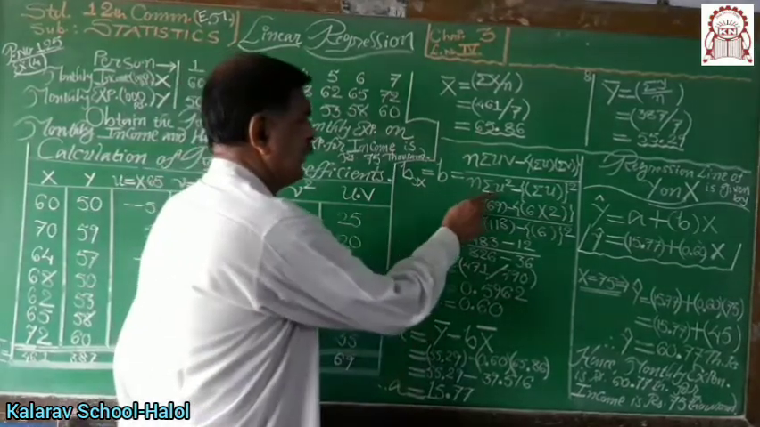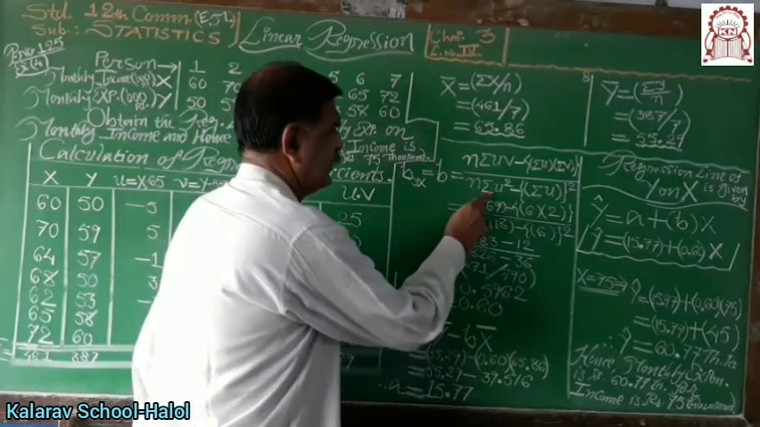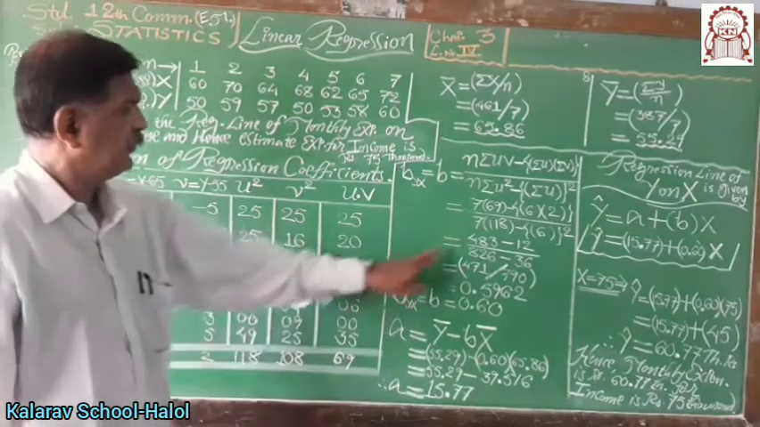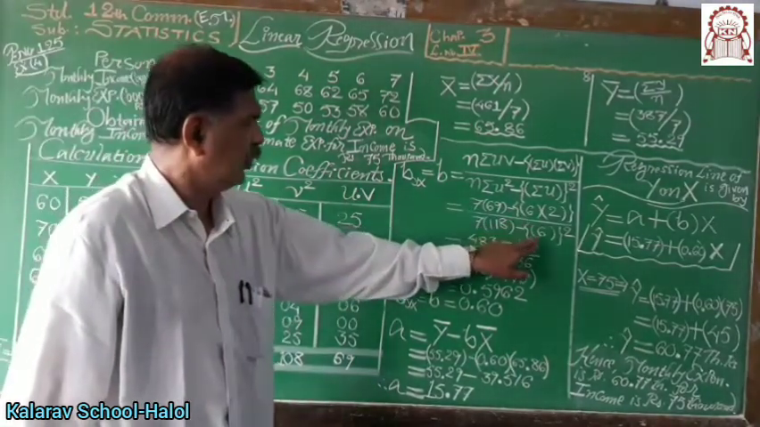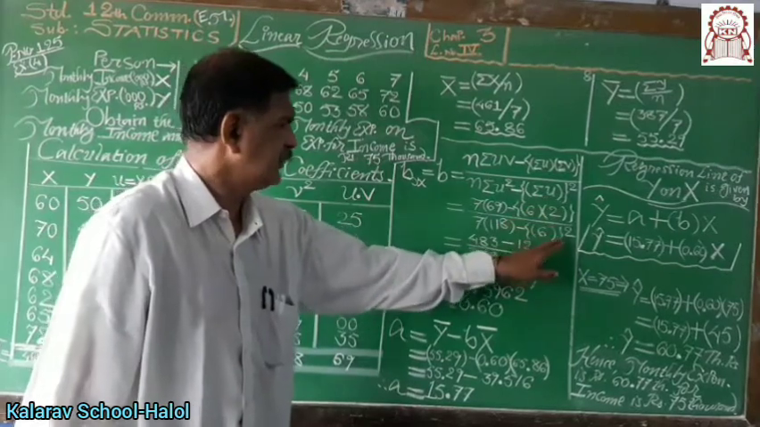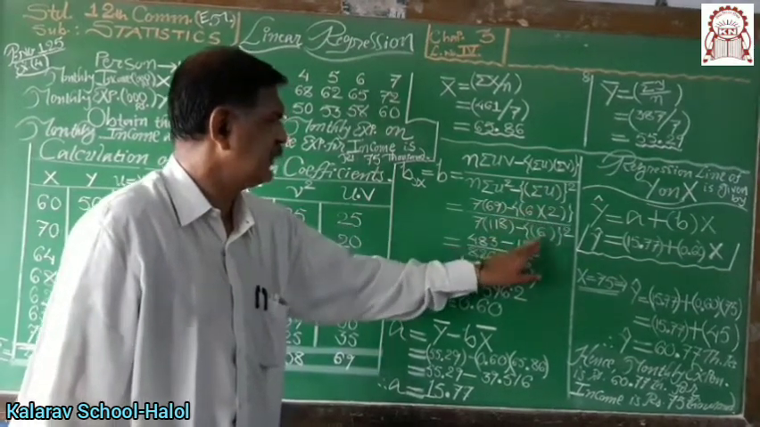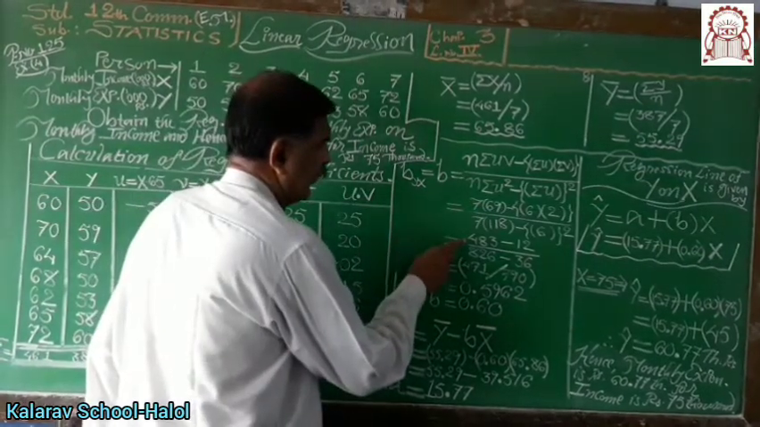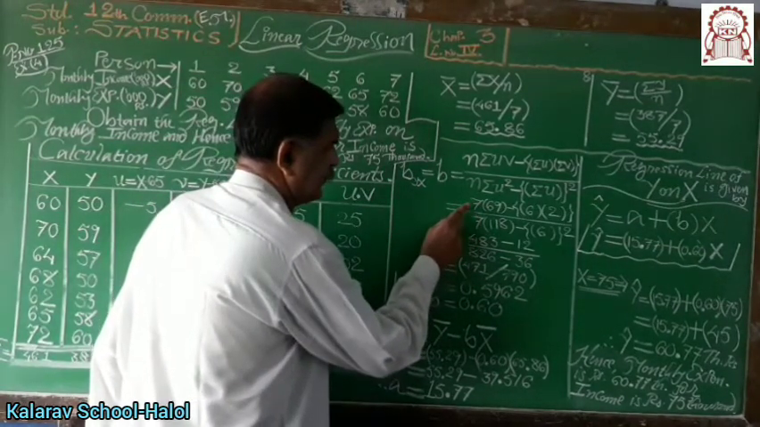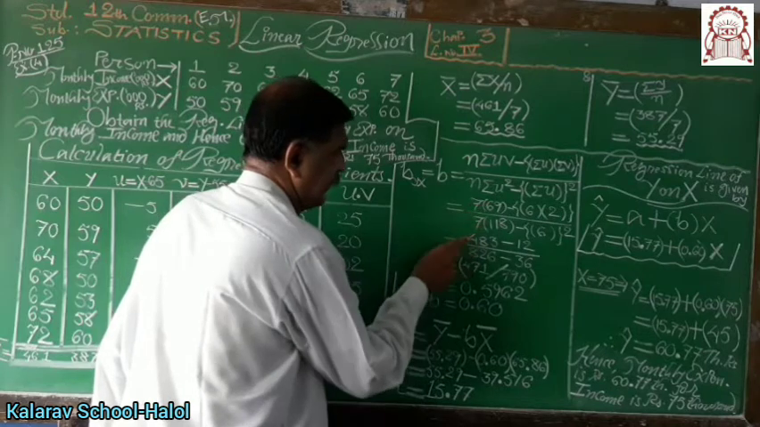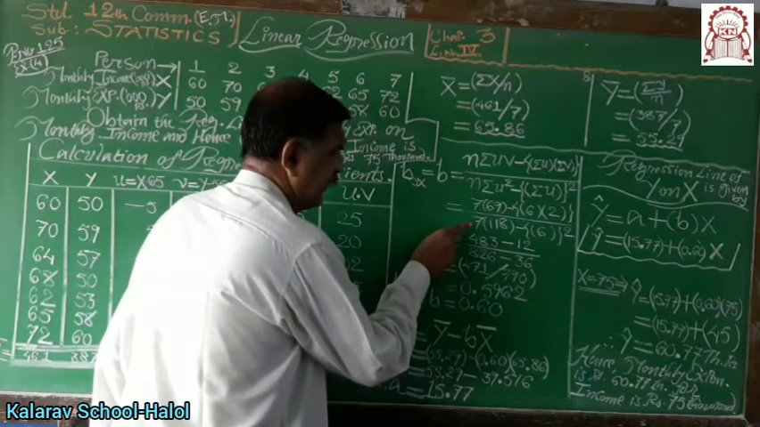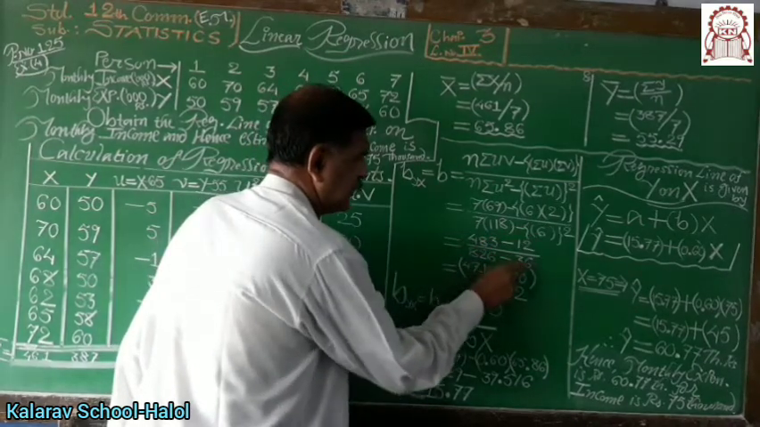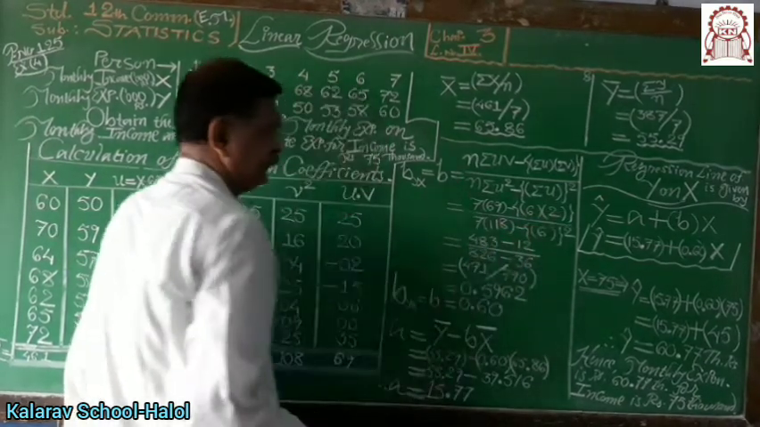N times sigma u square. N means 7. Sigma u square means total of u square, 118. 7 times 118, minus 6 whole square. Sigma u whole square, sigma u is 6, so that is 6 whole square. Further simplify. 483 is the multiplication of 7 multiplied by 69. 7 multiplied by 118 is 826. 6 square is 36.